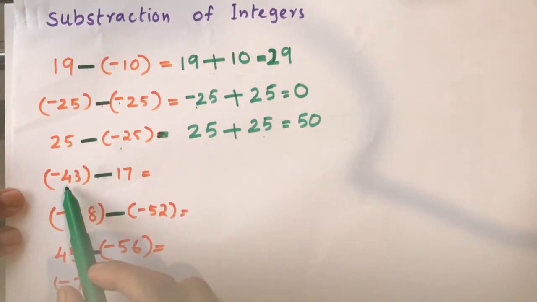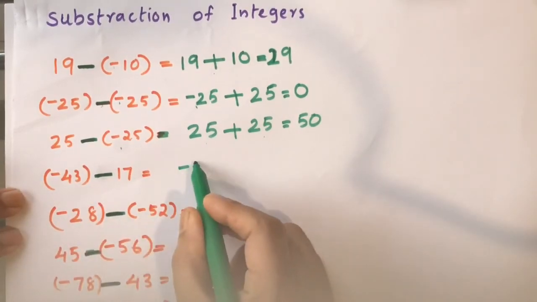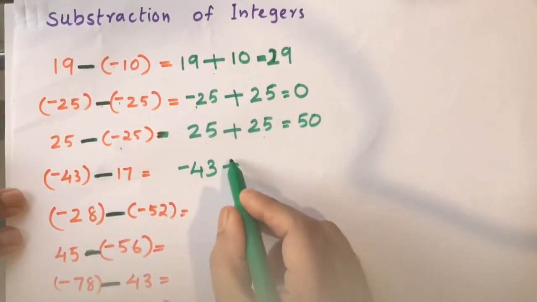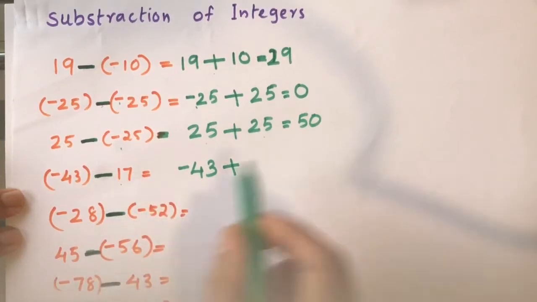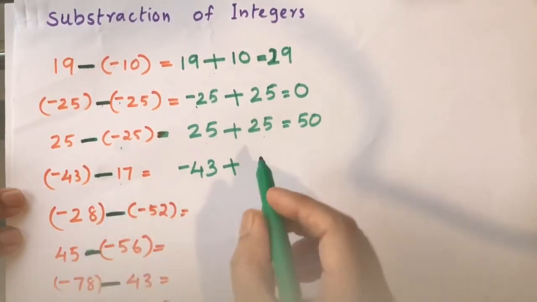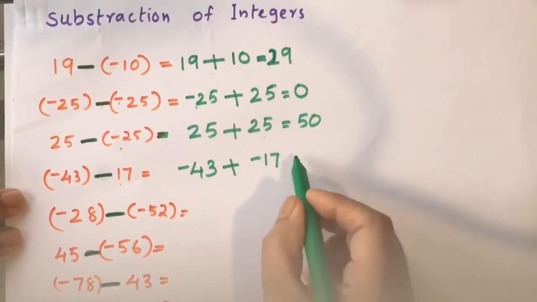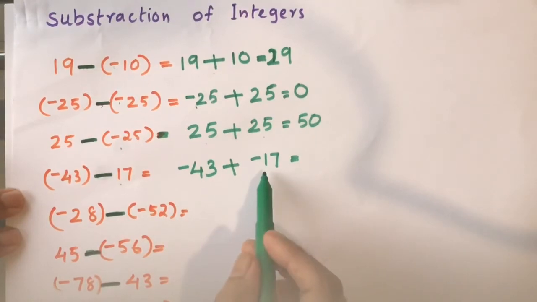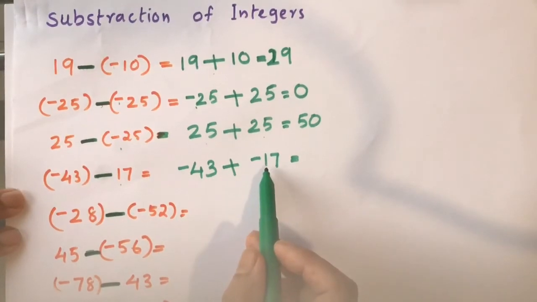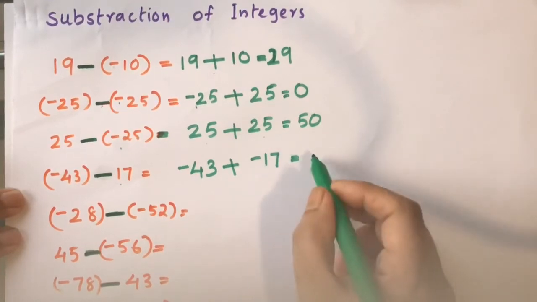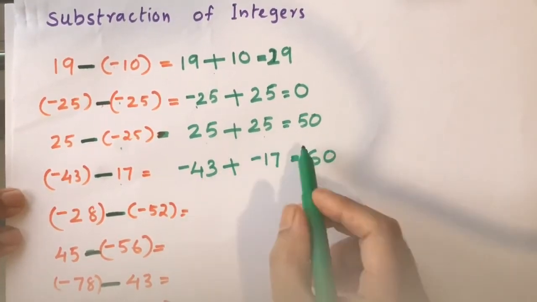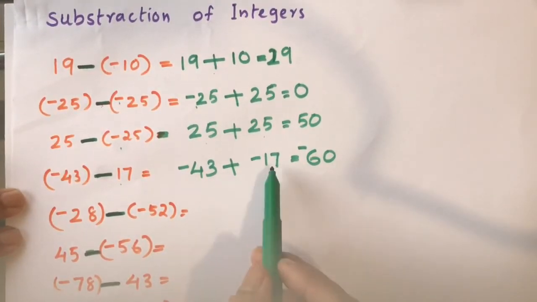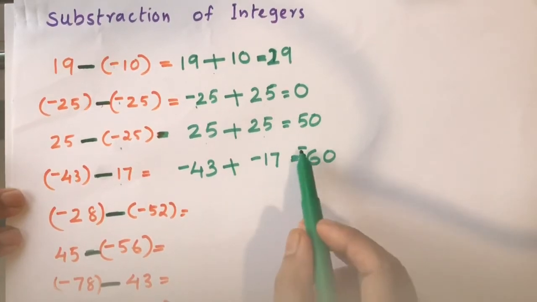Here keep the first integer, negative 43. Keep the first integer in the same way. Then change the operation. Then change the sign of the second integer. Here the 17 is positive, now we need to change it into negative. Now both numbers are negative, so we need to add the two integers. That is 43 plus 17 is 60, and keep the same sign. When both integers are of the same sign, we need to add the digits, then keep the same sign.